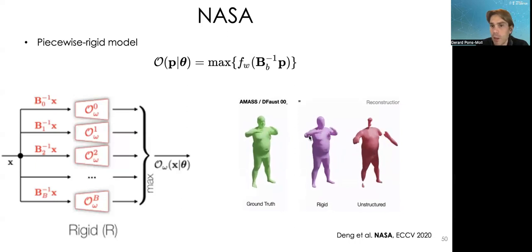However, similarly as with simple, when we model the mesh with rigid parts, you have problems at the intersections because the human body is not a collection of rigid parts, but it has non-rigid deformations as well.